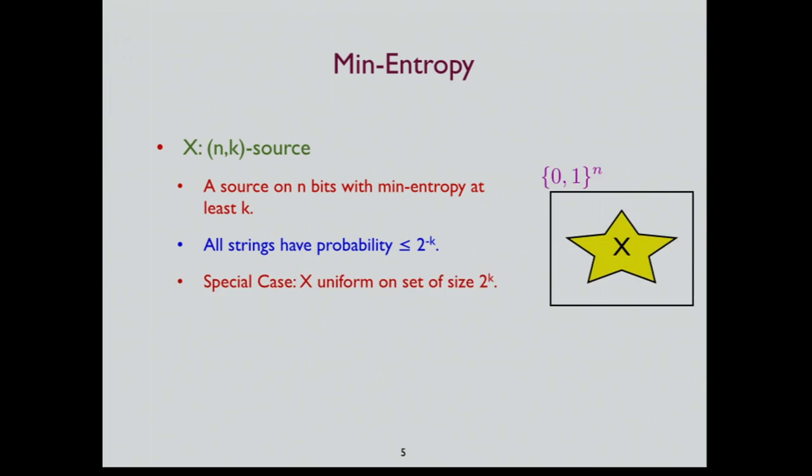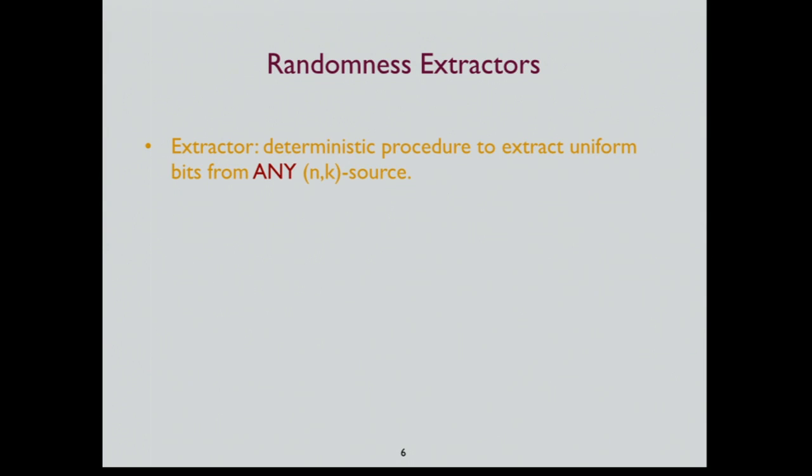A special case is when we have a set of size 2 to the k or more, and we have a uniformly random element from that set. This has min entropy k. In fact, a general source with min entropy k is a convex combination of these special sources, so it's really enough to just consider this special source. So throughout this talk, a weak source is just a uniformly random element from a set of size 2 to the k. Our goal here will be to extract randomness from a weak source.